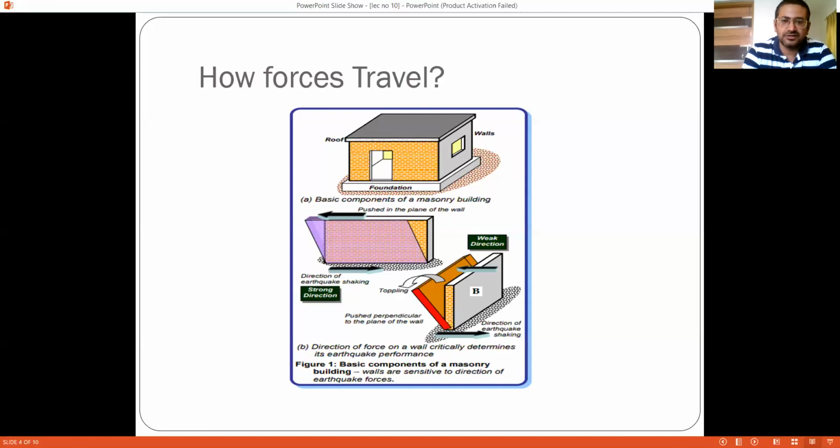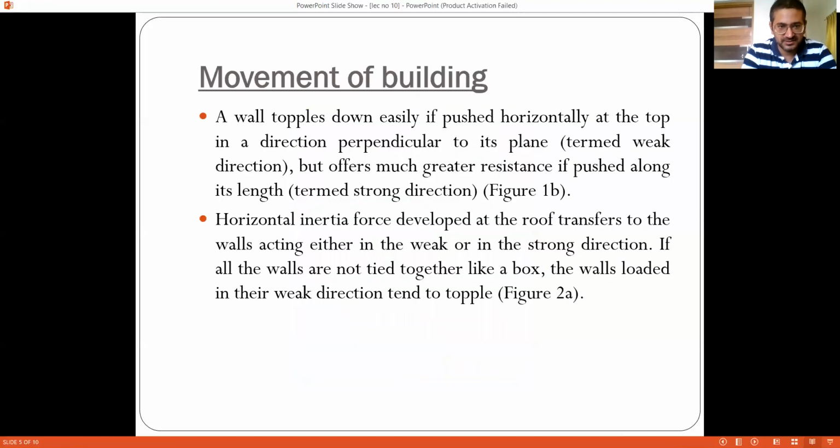So the major axis of the wall is the strong direction, the minor axis of the wall is the weak direction, and out of plane bending is the most critical type of failure which is going to be there in case of masonry structures. That is, a wall topples down easily if pushed horizontally at the top in a direction perpendicular to its plane, that is the weak direction or the minor axis, but offers much greater resistance if pushed along its length, which is known as the strong axis or the major axis.